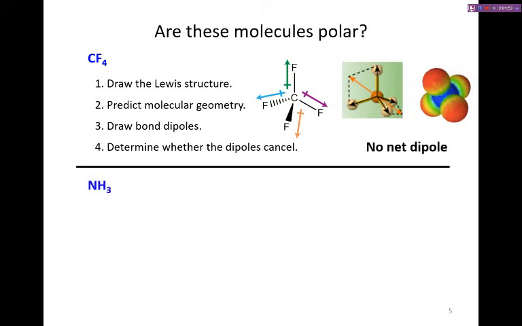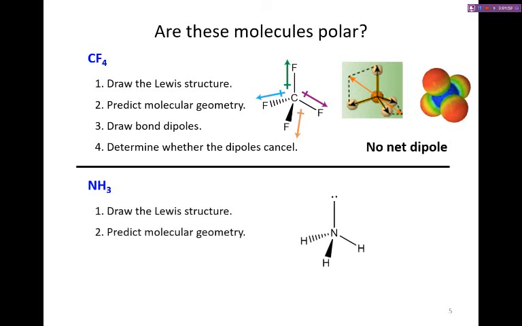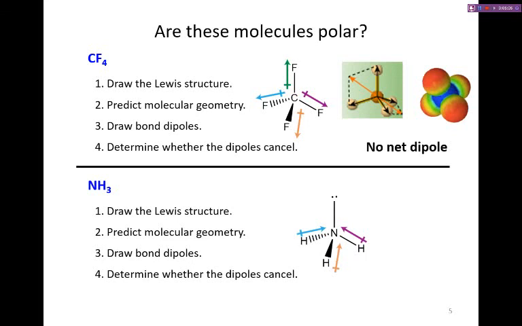For ammonia, we do the same process where we draw its Lewis structure and predict the molecular geometry. It also has 4 domains, but one of them is non-bonding, which means that it's going to be trigonal pyramidal. When we draw the bond dipoles, we only have 3 bond dipoles. There is no bond dipole between the nitrogen and the lone pair because it's not a bond. Therefore, there's a net dipole pointing upwards. The 3 bond dipoles cancel going from left to right, but nothing is canceling out the upward direction of those dipoles, which means that we have a net dipole.